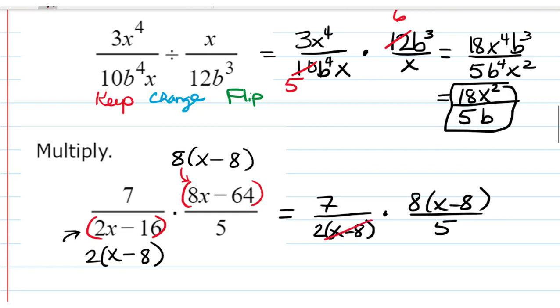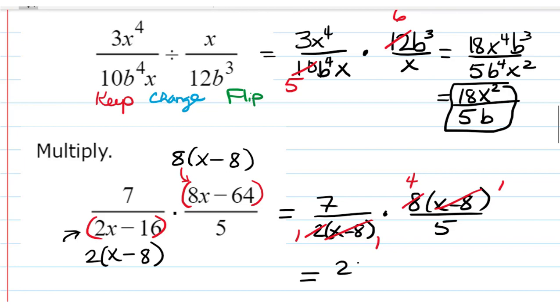For example, x minus 8 goes into x minus 8 once in the numerator and denominator. 2 goes into 2 once, and 2 goes into 8 4 times. And that's about all I can see to reduce. So let's go ahead and multiply straight across.